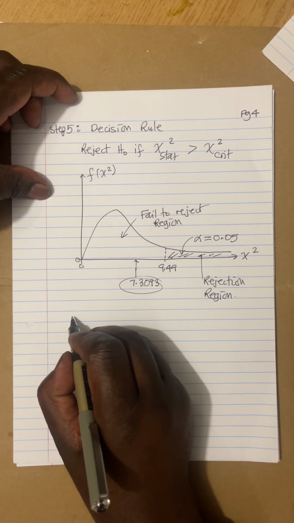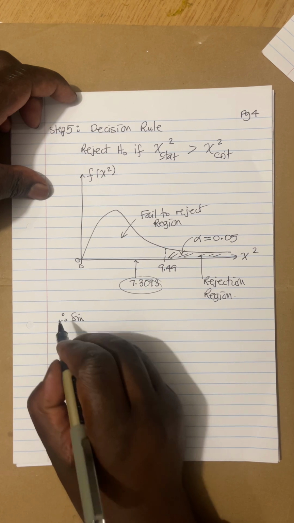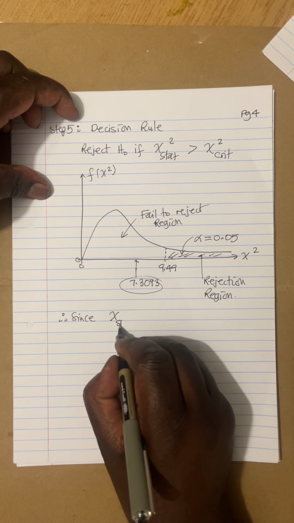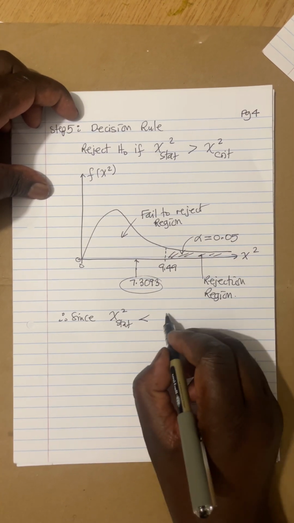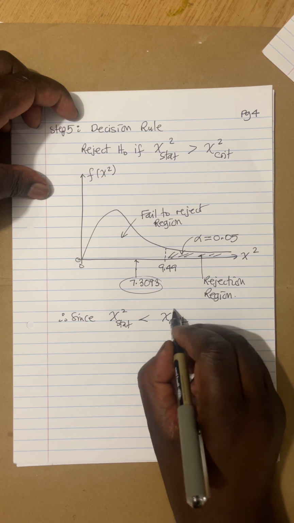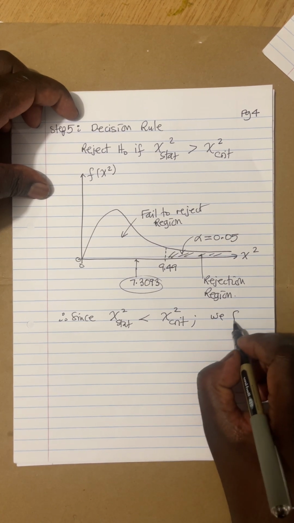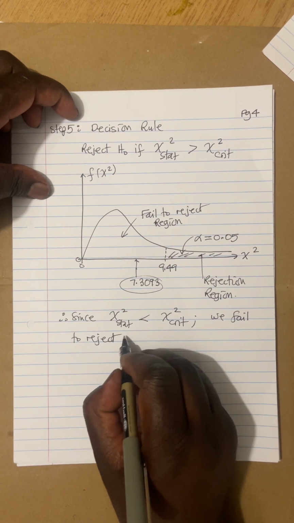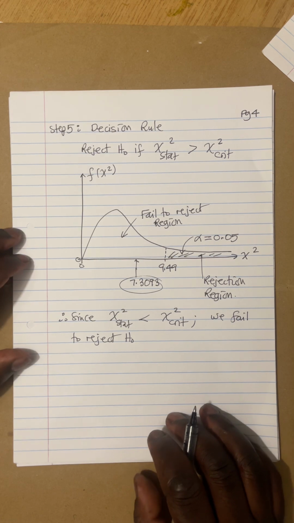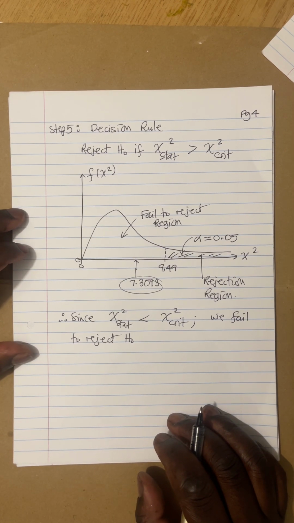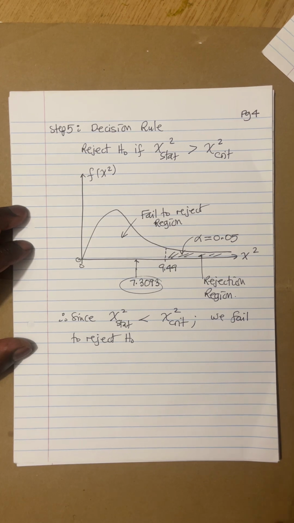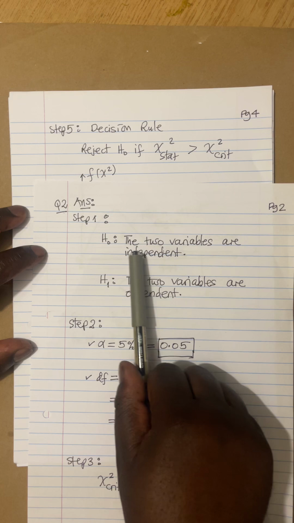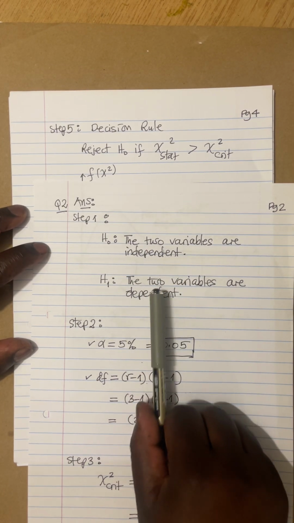Our decision is, therefore, since the test statistic, this one here, chi-squared stat, is less than the critical value, chi-squared crit, we fail to reject H0. If we fail to reject the null hypothesis, it means we support the null hypothesis. And therefore, if we support the null hypothesis, we reject the alternative hypothesis. So if we fail to reject that, it means we support it, and therefore we reject this one.